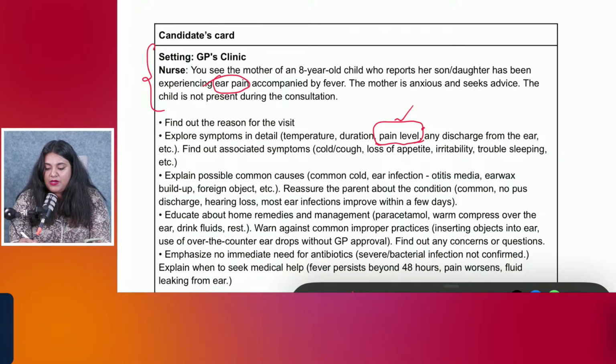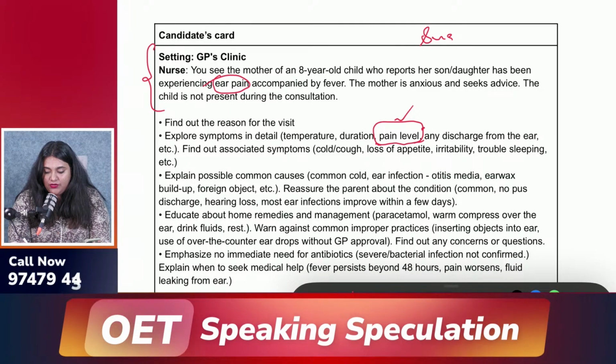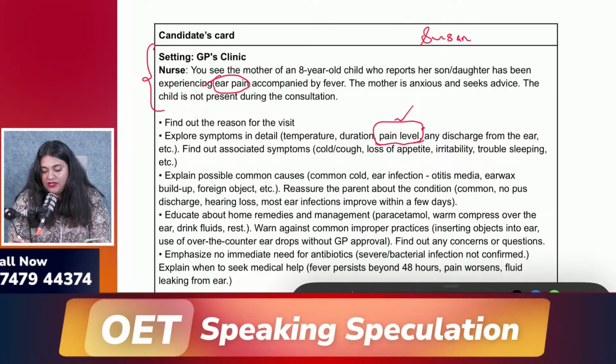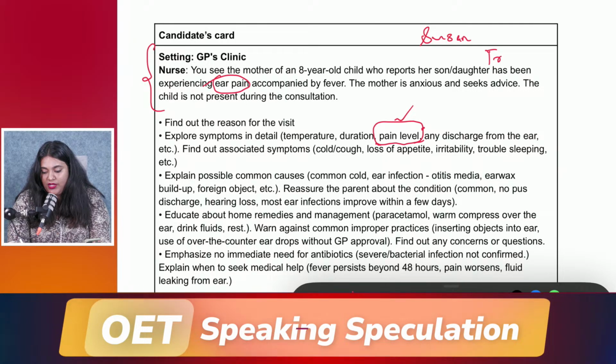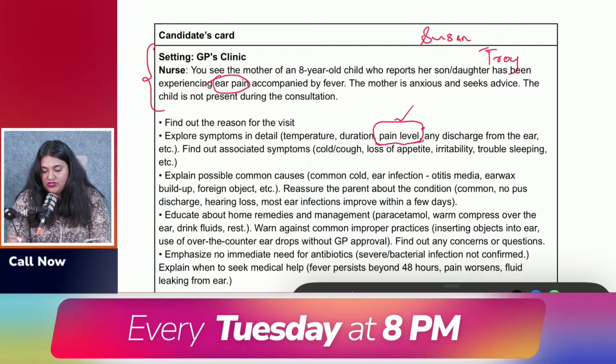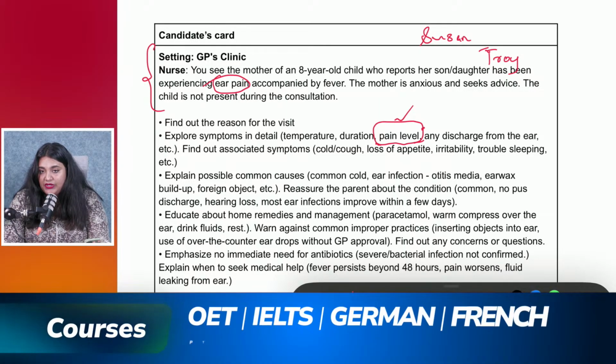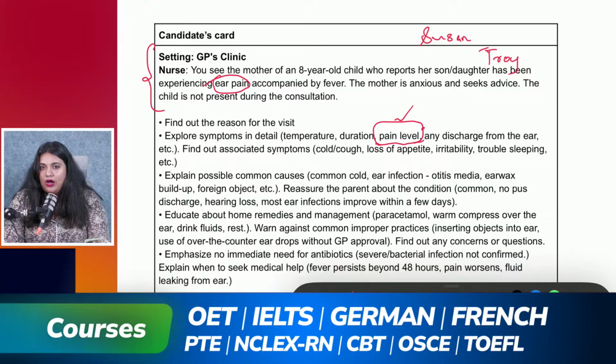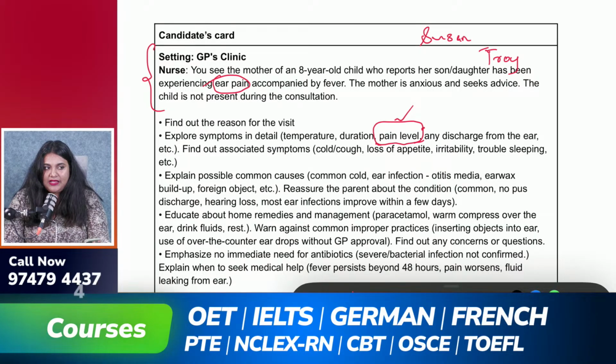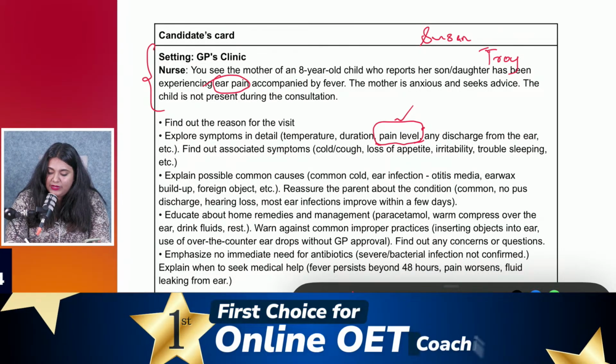So imagine the mother's name is Susan. Let me just take you through that. And imagine the child's name is Troy. So these are the names. So you can say, Miss Susan, you told me that Troy has been experiencing ear pain. So has he mentioned anything about the pain, like how severe it is? That could be the question there.